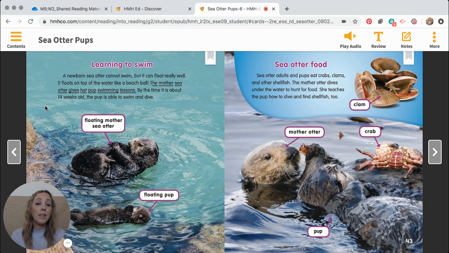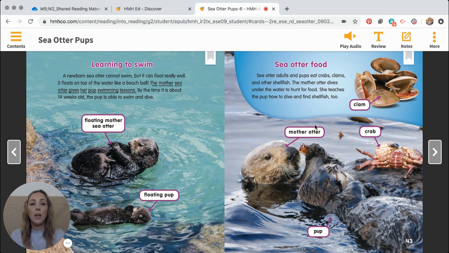I read in this page how the sea otter and her pup use the other sea creatures in the ocean to survive. And we need to think about how do they use those other sea creatures to survive. Excellent. You should have said something like they use those other sea creatures in their habitat, which is the ocean, for food, right? And we all know that animals need food to survive. I want you to take your pencil and I want you to circle 2 sea creatures that the sea otters use as food.